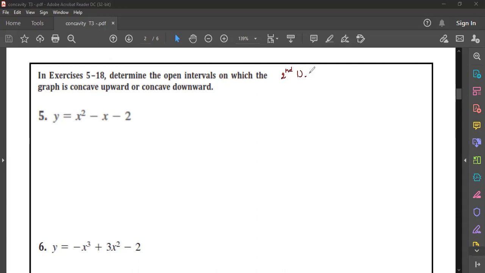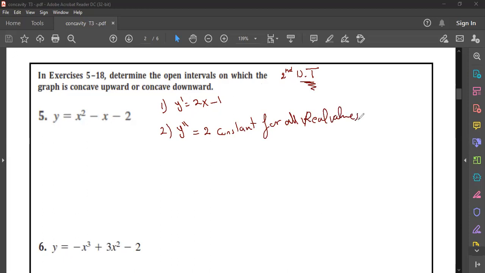Second derivative test. Look here, to find the second derivative, I have to find first the first derivative, which is y prime equals 2x minus 1. Now the second derivative is 2. As you see here, this function is constant for all real values. Clear or not clear? Since it is positive, more than 0, for all real numbers, the curve of this function is concave upward.